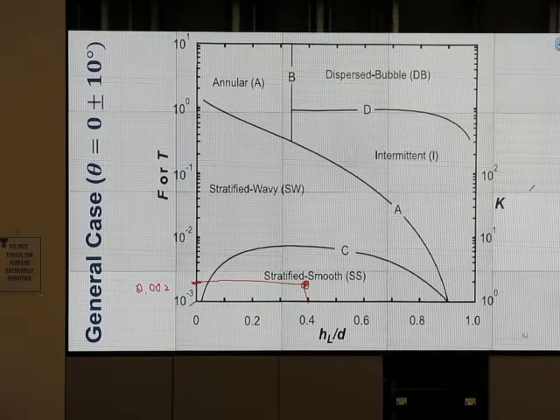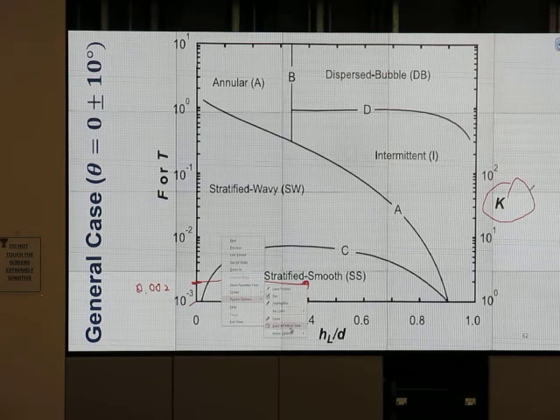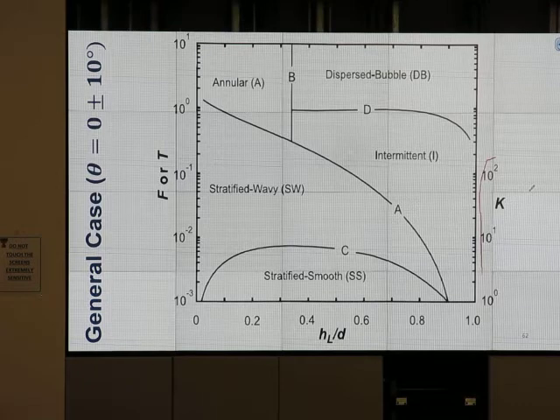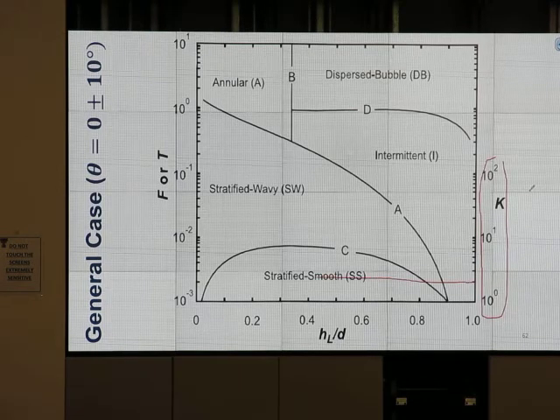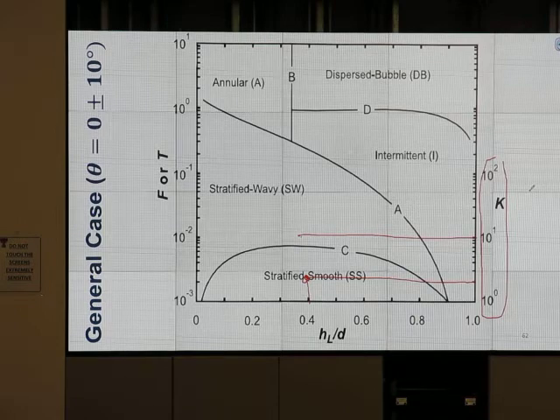Okay? I have to look at the K value from this side. The scale is not the same, I'm sorry. Let's say my K value is 2, and that is log scale. If the K value is 2, I have stratified smooth. If the K value is 1, then I have stratified wavy. Got it?